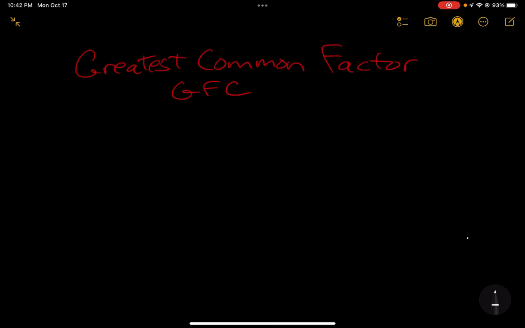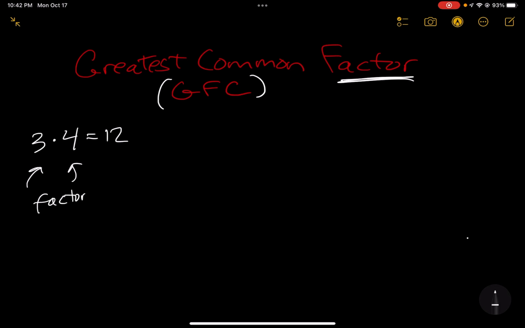This video is going to briefly cover greatest common factor, otherwise known as GCF. So let's focus on this word first, what a factor is. Let's take a look at the equation 3 times 4 equals 12. 3 and 4 are called factors because they are what you multiply in order to get a product.